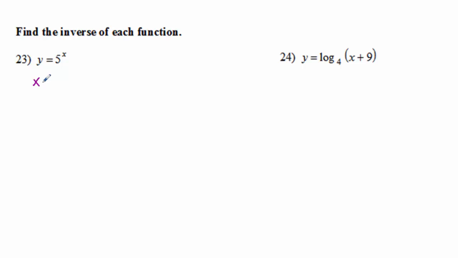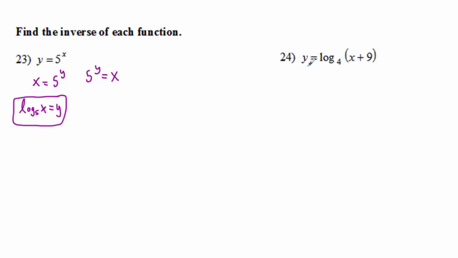We have to switch x and y around and then solve for y. This is not the same as having 5 times y. I can't just divide by 5 on both sides. I have to rewrite this as a logarithm. And if it helps you to rewrite this like this, 5 to the y equals x, and then change it to a logarithm, then be my guest. So we get y equals log base 5 of x. That was an easy one.